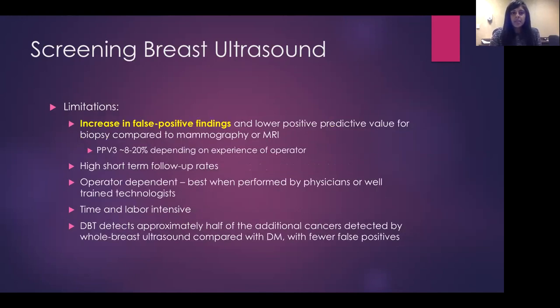However, there are some limitations. So the main one is that it significantly increases the false positive findings. And it has a lower positive predictive value for biopsy compared to mammography or MRI. So the PPV3 or your positive biopsy rate is about 8 to 20%, depending on the experience of the operator. The other big disadvantage it has is high short-term follow-up rates, where basically we will see something under ultrasound that looks probably benign and patients have to return in 6 months for a follow-up.